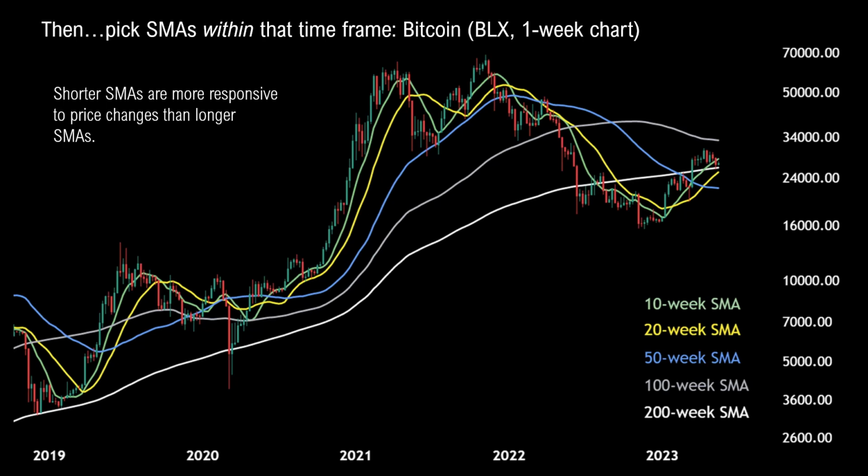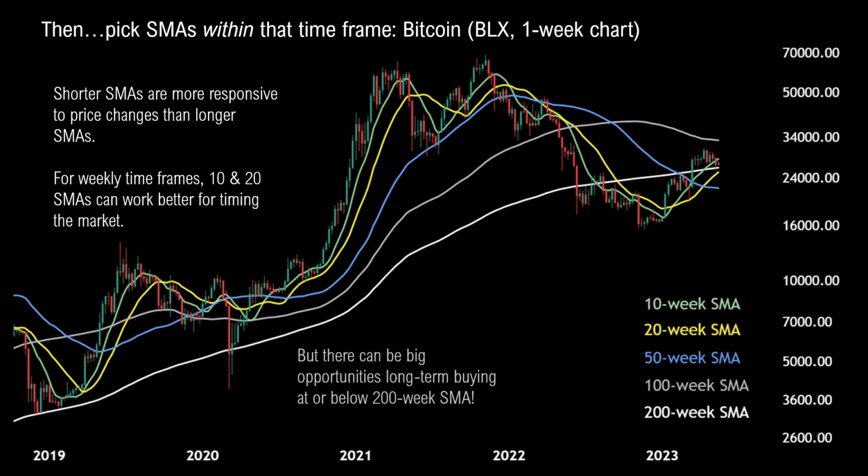And if you're using the weekly timeframes, the 10 and 20-week SMAs can be good options for helping you try and time the market. And depending on the asset, there are often good long-term opportunities for buying at or below the 200-week SMA.